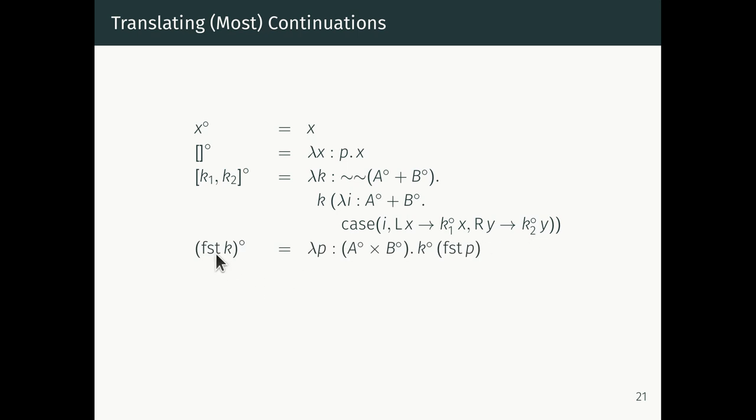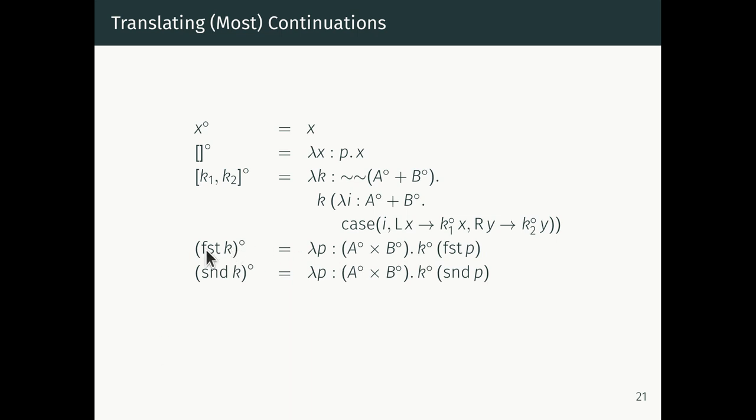And for the translation of the refutation of A and B, this says, well, if you give me a pair, then I can simply use the first component and pass it to this refutation of K. And same for the second component. Okay, so that's really nice.